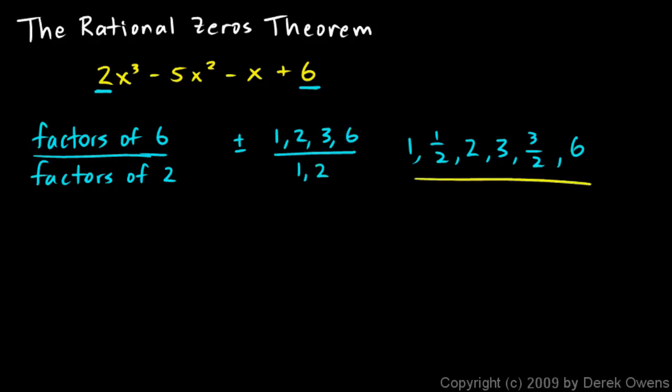So this list is all of the possible numbers that can be made by taking a factor of 6 and dividing it by a factor of 2. And I'll put a little plus minus out front. And that plus minus applies to all of these.